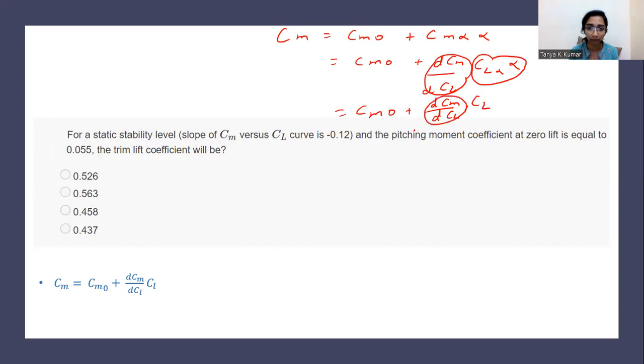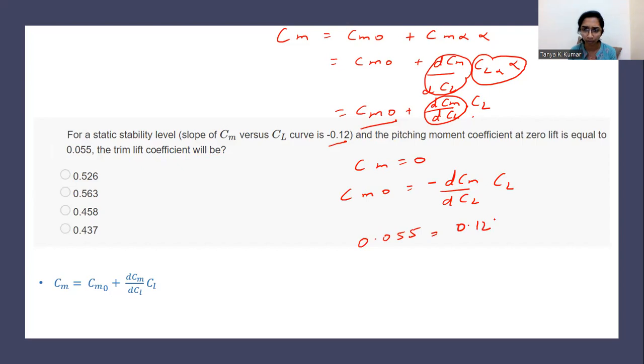dCm by dCl, the value is given to us as minus 0.02. And Cm naught is given to us. That's the pitching moment coefficient at zero lift. Now it says what the trim lift coefficient will be. Trim is the condition of the aircraft when the summation of all the forces and moments is zero. So in this case, our Cm would be zero. So it becomes Cm naught equals minus dCm by dCl into Cl. And Cm naught is 0.055. And this becomes 0.12 into Cl. Now this Cl you can find out by just doing simple calculations. So this is a simple equation used for the longitudinal stability of an aircraft.